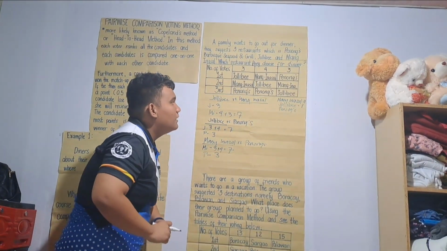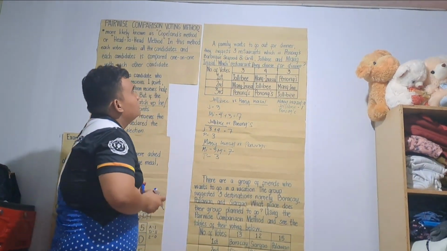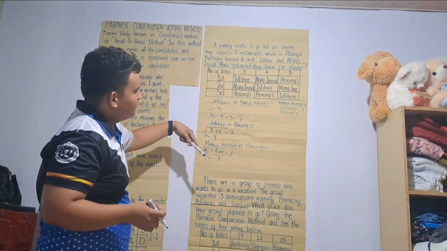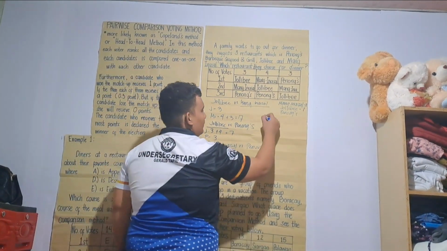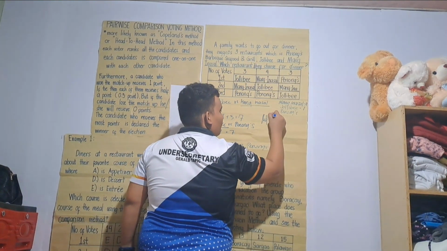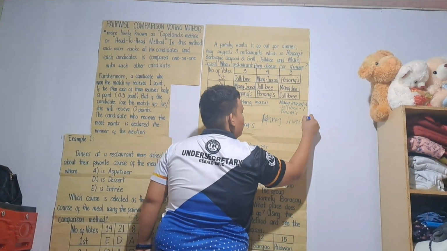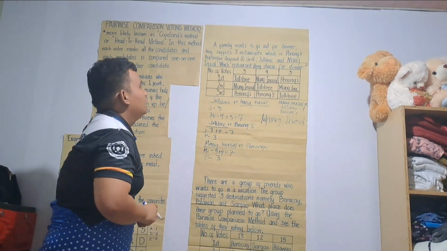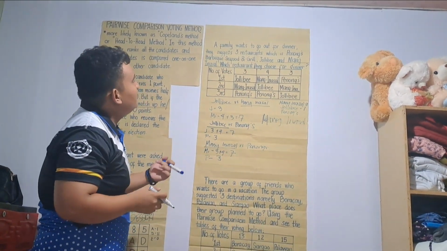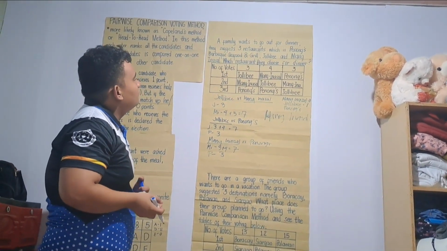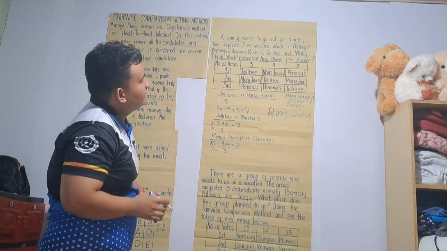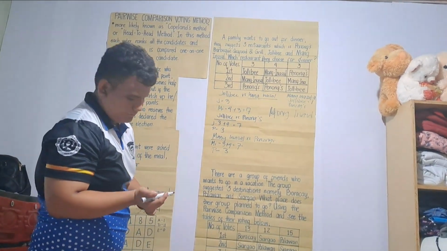So, as you can see, the winner of this comparison is Mang Inasal. So the family chooses Mang Inasal as the restaurant for dinner.